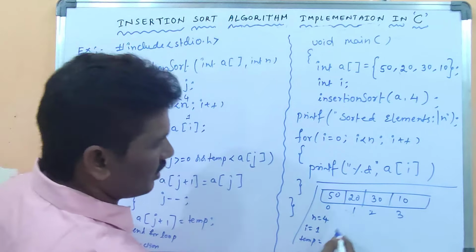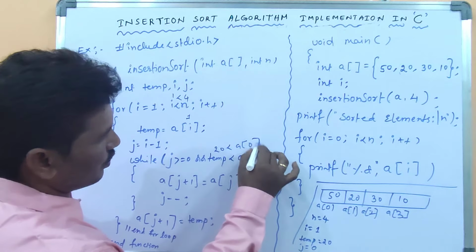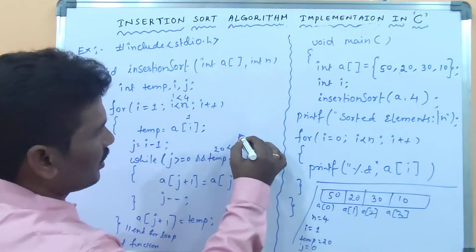Then j equal to i minus 1. What is i minus 1? 0, because the i value becomes 1, and 1 minus 1 is 0. Then j greater than or equal to 0: because the j value is 0, the condition returns true. Then temp is 20. Then A of 0, j value 0. What is A of 0? 50. A of 0 should be 50. Then the condition returns true. Isn't it?